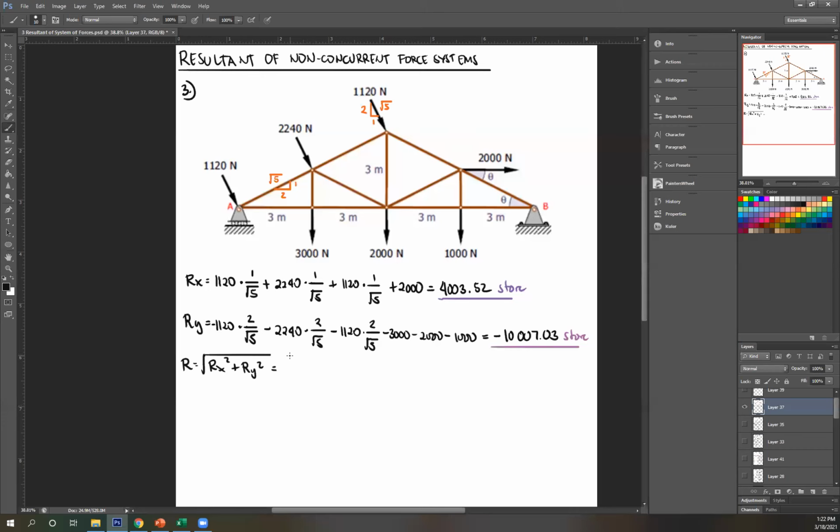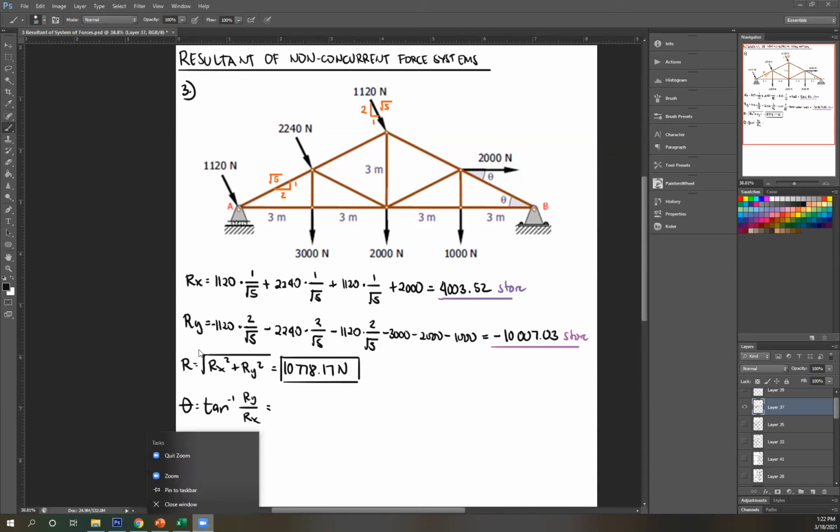So, once again, that is 10,778.17. That is the magnitude, and our unit is newtons. Great. And then theta, arctangent, Ry over Rx. What's the answer?